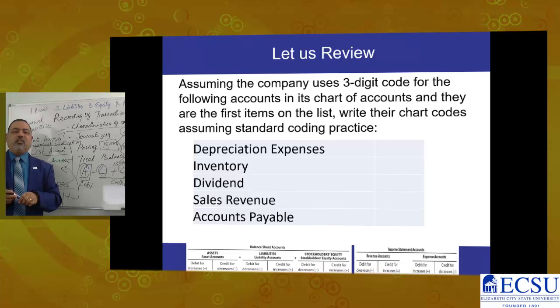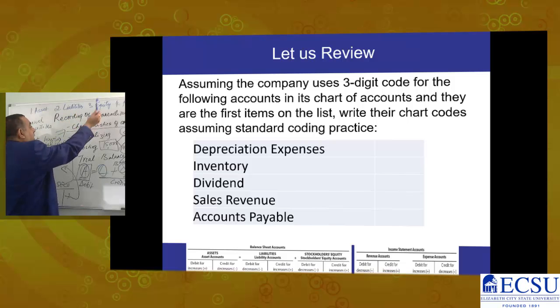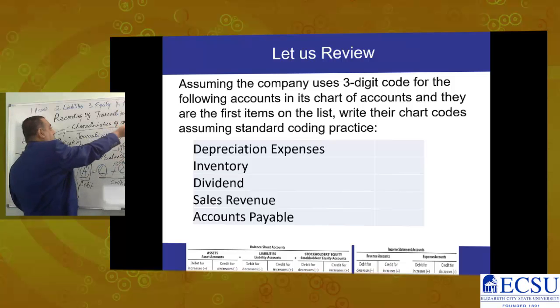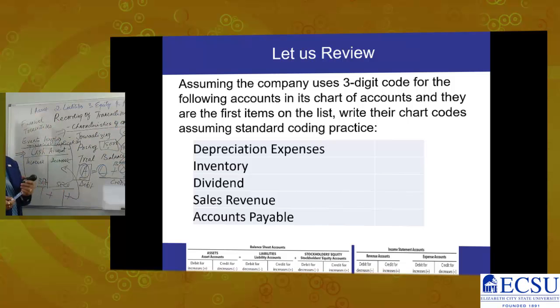Assuming the company uses a three-digit code for the following accounts in the chart of accounts, and they are the first items on the list, write their chart codes assuming standard coding practice. So, what will it be? Now, as you can see, always asset will start with 1, liabilities will start with 2, equity will start with 3, revenue will start with 4, and expense will start with 5.